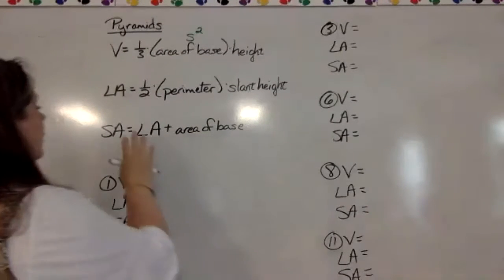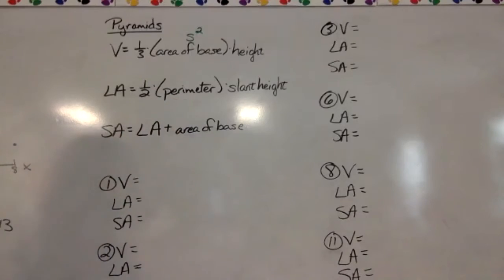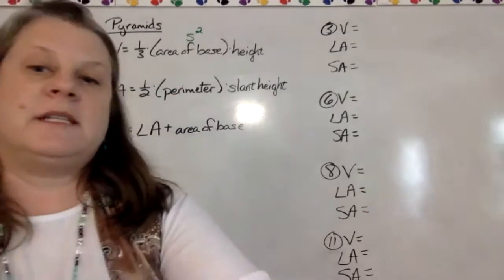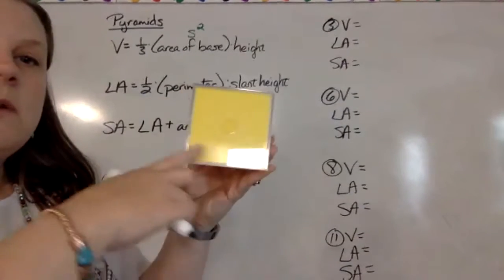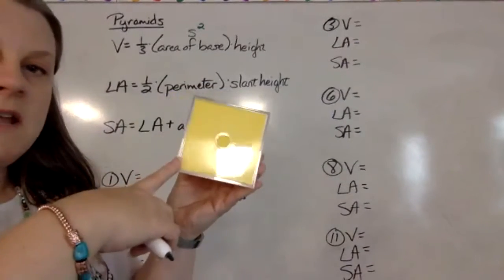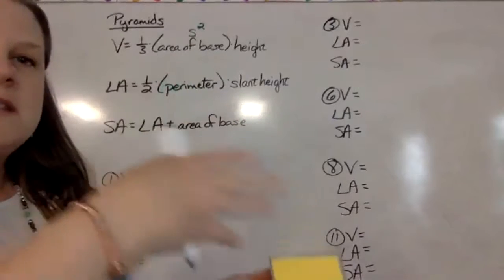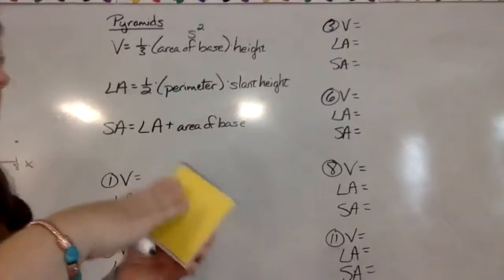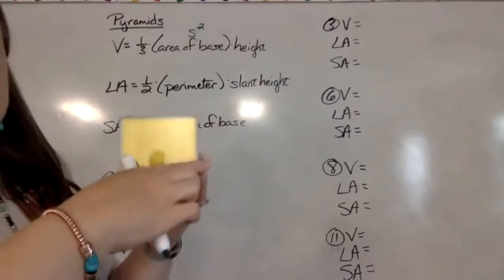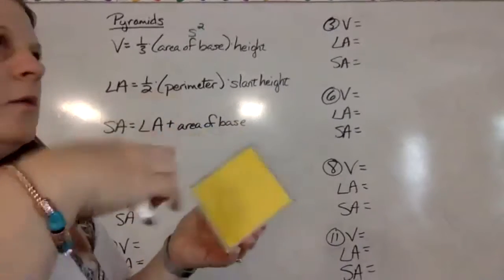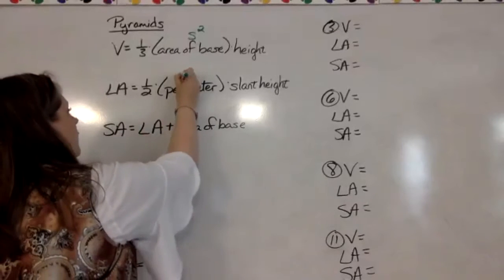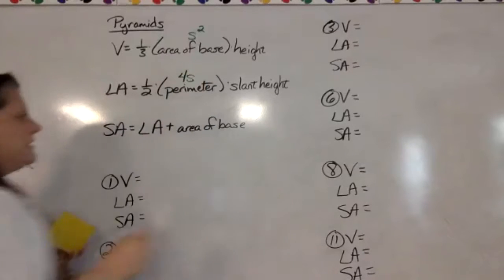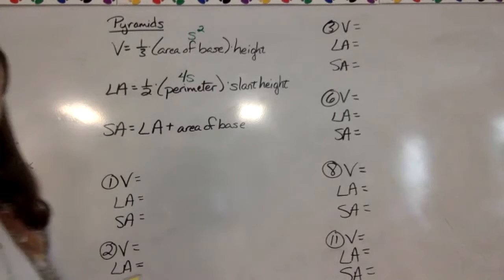Okay, now for the perimeter of the base, remember perimeter is the distance around the outside. So to find the perimeter of a square, you add all four sides together, but all four sides are the same length. So instead of having to add 8 plus 8 plus 8 plus 8, or 3 plus 3 plus 3 plus 3, you just take 4 times whatever the length of the side is. Okay?